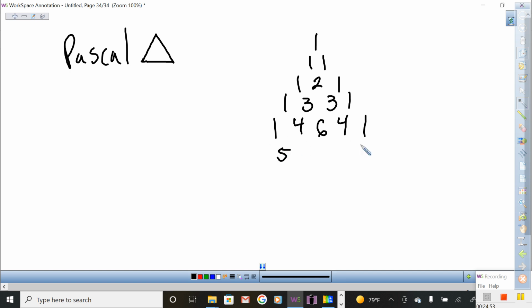Combine these two, that's 5. Combine these two, that's 5. However, 4 plus 6 is 10, and 6 plus 4 is 10, and 1's at the end. I'll stop right there. This is a Pascal triangle.